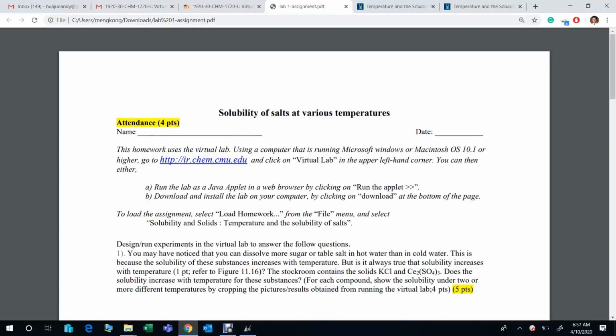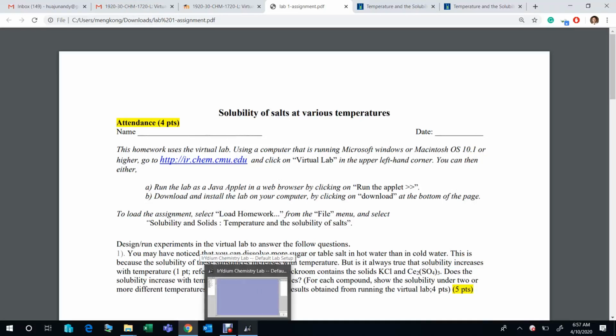You may have noticed that you can dissolve more sugar or table salt in hot water than in cold water. This is because the solubility of these substances increases with temperature. But is it always true that solubility increases with temperature? The stockroom contains these two solids. Does the solubility increase with temperature for these substances? Okay, so this is a question.